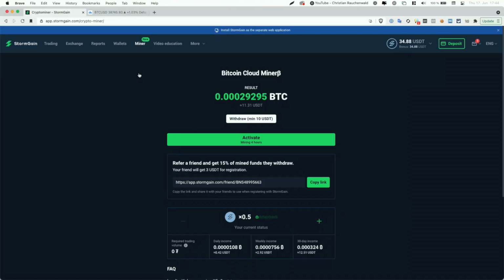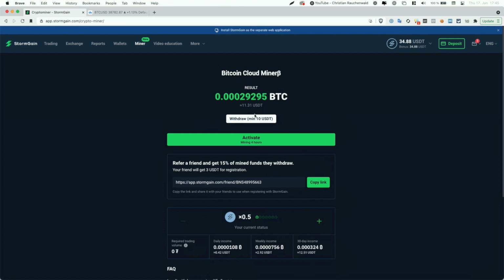Now, first things first, I'm going to share my screen with you guys so you can see what I'm seeing. As you'll notice, I crossed the minimum amount of 10 USDT, which is also mentioned here, and therefore I'm now able to withdraw. One thing first, you're only able to withdraw while you're not actively mining. So if I would click on activate now, then I would need to wait another 4 hours for the mining session to end before I would be able to withdraw.